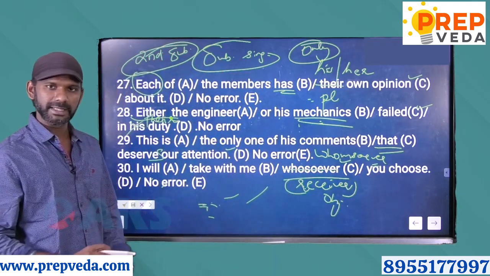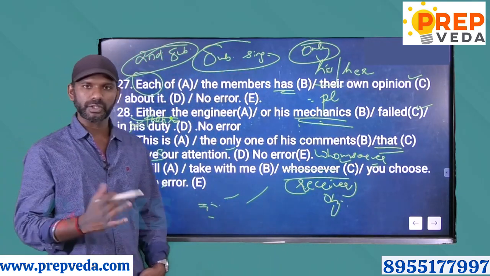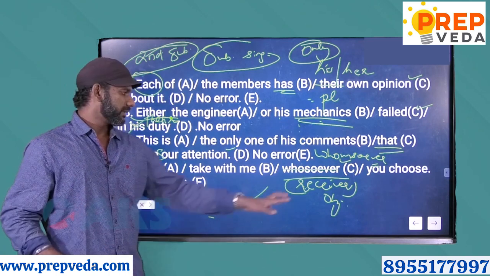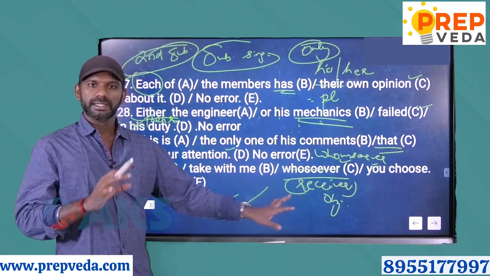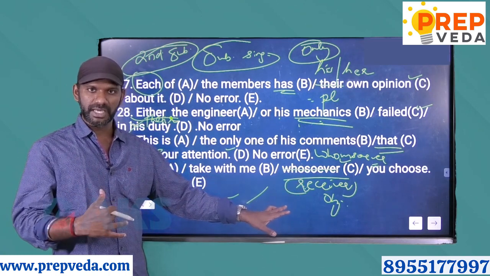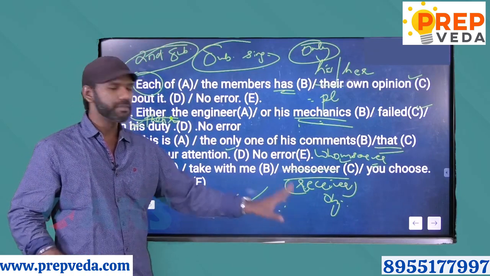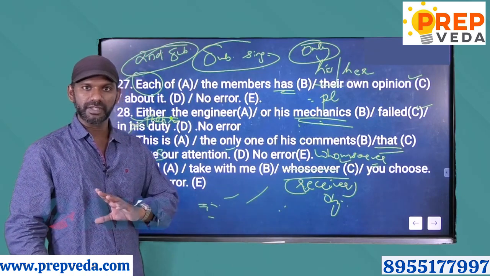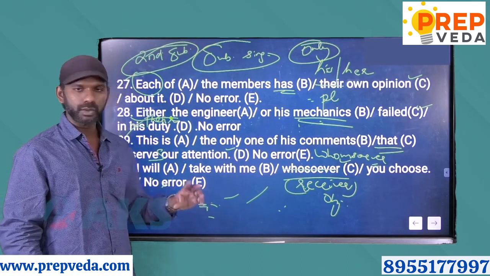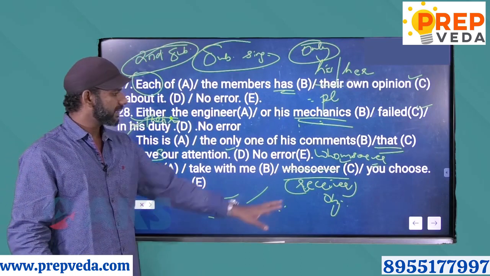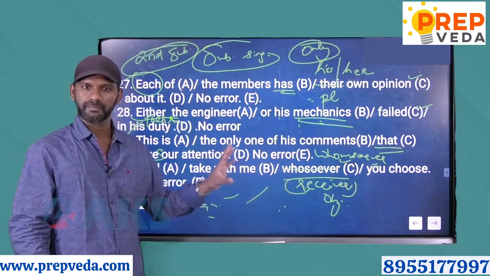Getting it? I will take with me whomsoever you choose. You're going to choose a person. This blank stands for the person you're going to choose, so this blank stands for the person that is going to receive the action, right? It becomes the object. Object must of course be whom. It can never be who. So I will take with me whomsoever you choose. That is in part C. Getting it?